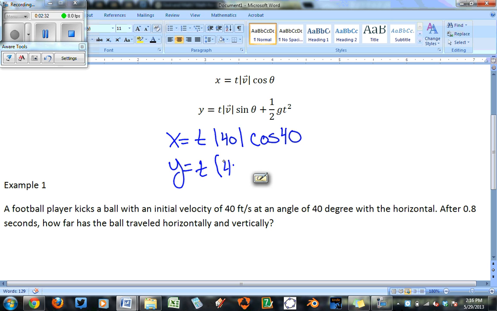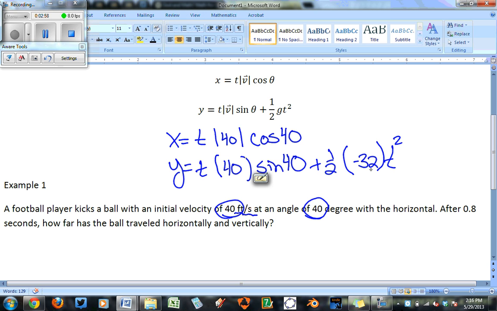Our velocity is 40, times sine of 40, because that was our angle. Sorry, I shouldn't have made those numbers the same, but I did. Okay, but anyway, that's our angle. Plus 1/2 gravity in this instance. Let's see, we're talking about feet per second, so this has got to be negative 32 then, instead of 9.8 meters per second, times t squared.